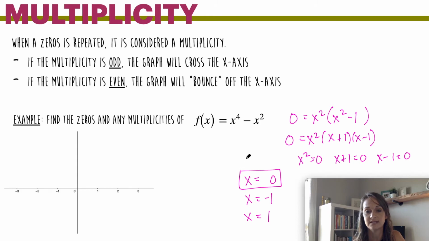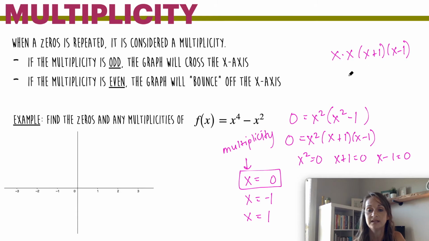However, at this point, this is actually called a multiplicity, because this is an x squared. You could say x times x times x plus 1 times x minus 1 equals 0. So you could say that x equals 0, x also equals 0, and then x equals negative 1 and positive 1. So there is a multiplicity that happens at 0, because 0 is basically repeated twice. So at 0, I'm going to put a little m because it's a multiplicity. And then at negative 1, it crosses, and at positive 1, it crosses.